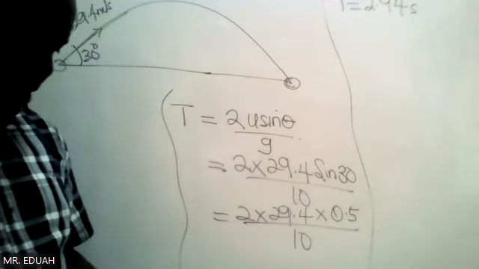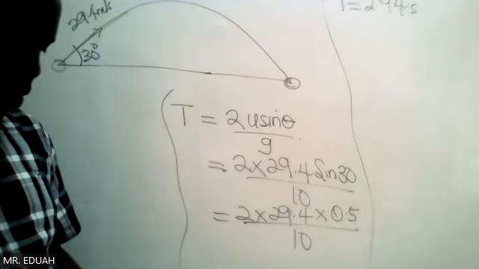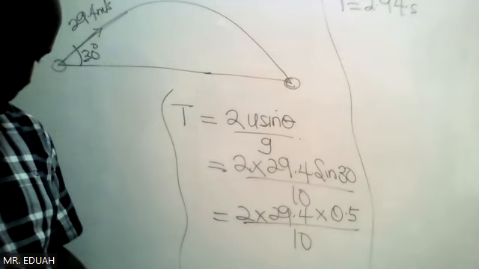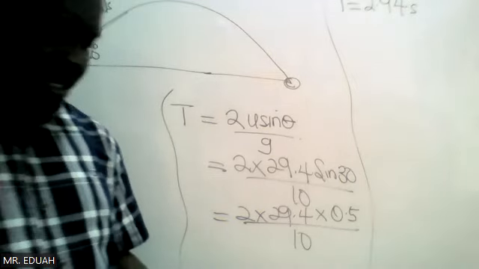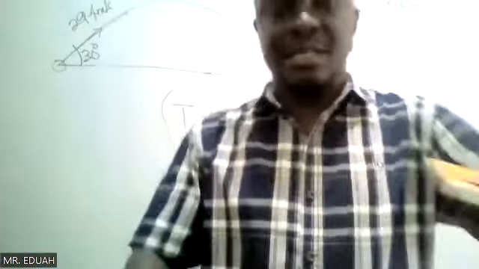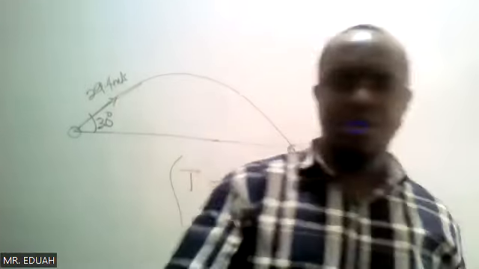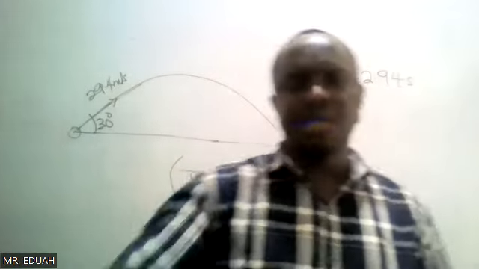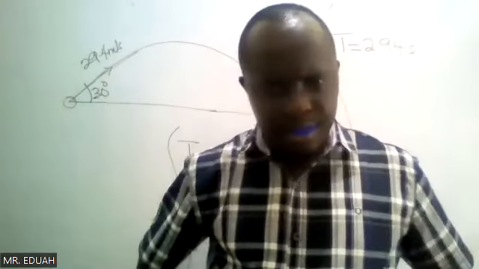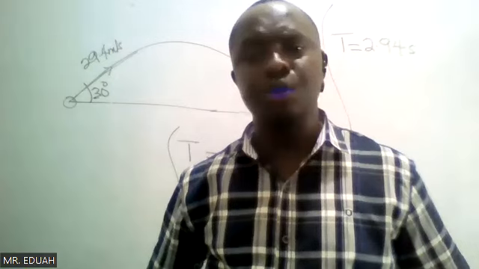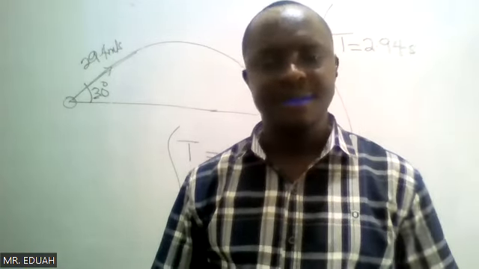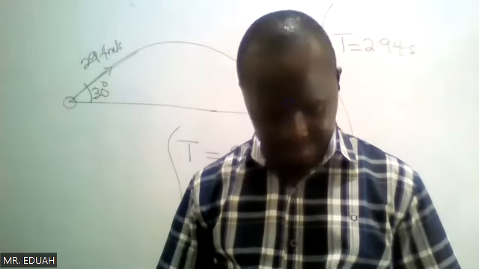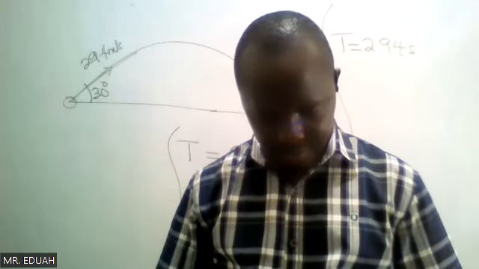Then the second question. What is the speed of the particle at its maximum height? How did you calculate this? Let me have contributions from you. Okay, Akosia, Adoma. First, since we don't know the maximum height, you calculate for it.